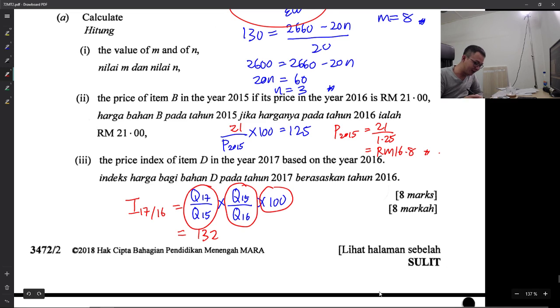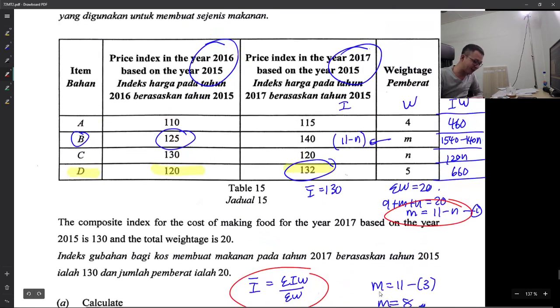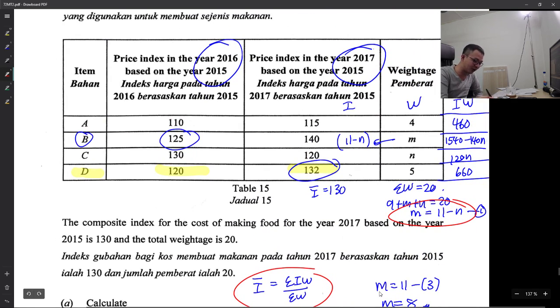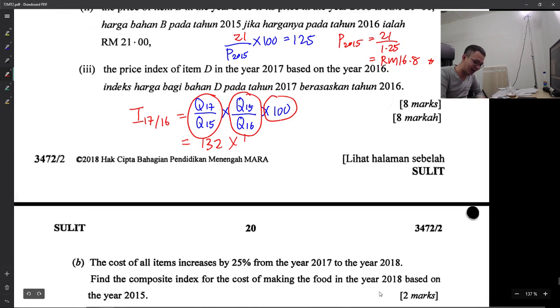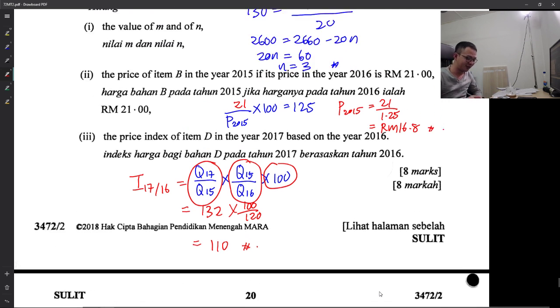And for this one, 1516, but this is 1615. You should know this one actually means 1615. So you need to flip over. So it will become multiply 100 over 120. So therefore, you will get 132 times 100 divided by 120, which is 110. Yeah, this is how to get the index number for D.